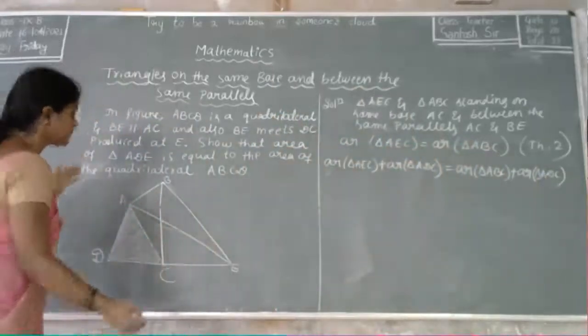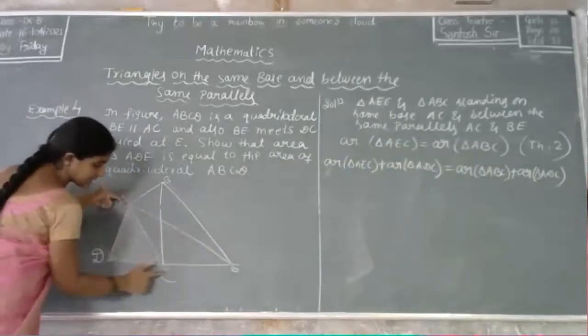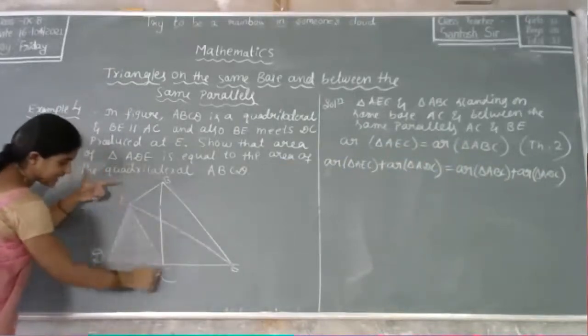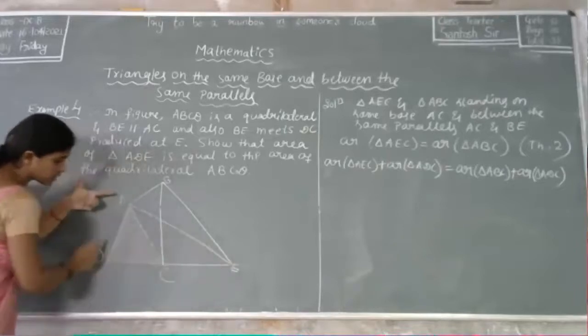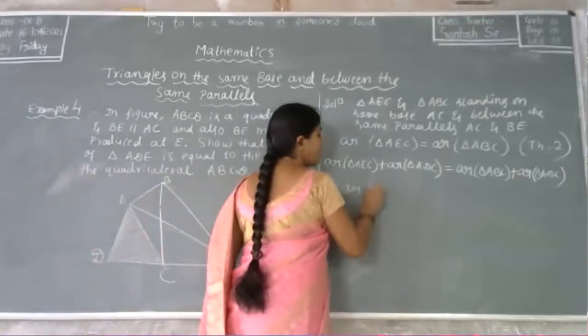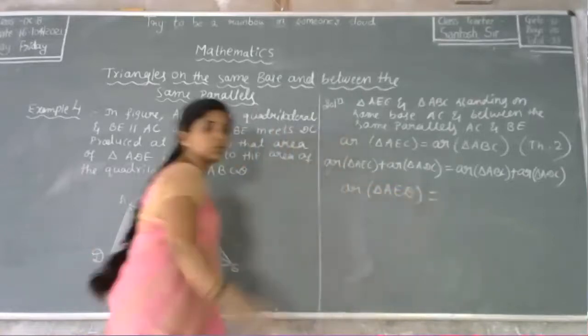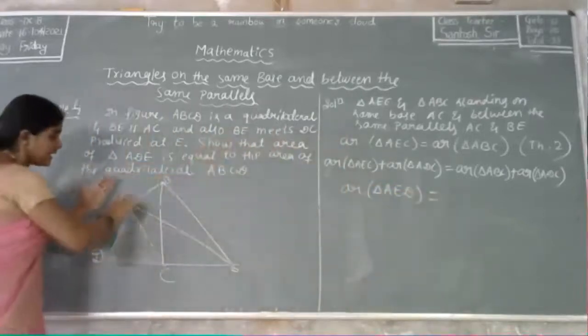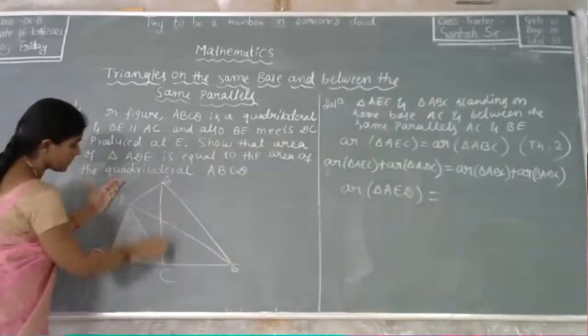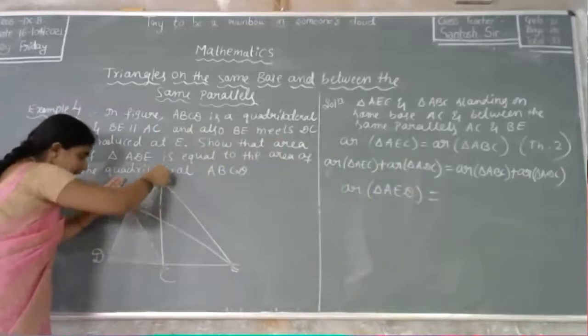Now you just observe the diagram carefully. AEC plus ADC. What is the complete picture? Actually, the complete picture is AED, that is area of triangle AED. That is equal to, now the RHS part, area of ABC. For that, if we add ADC, come like this.